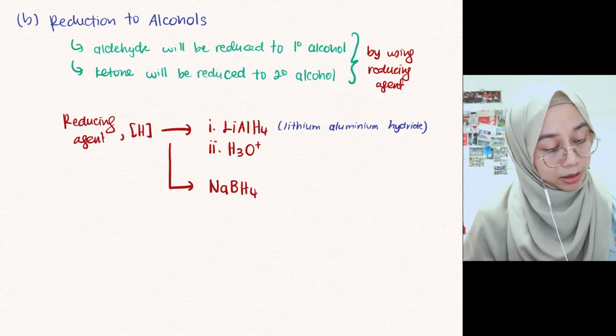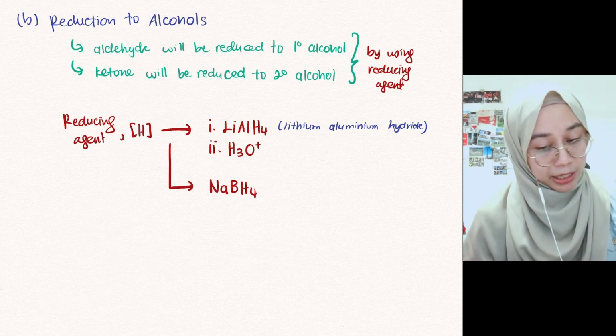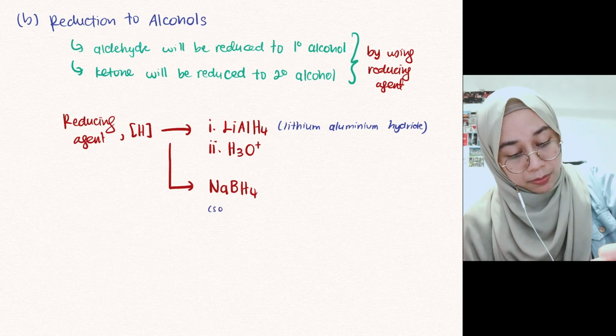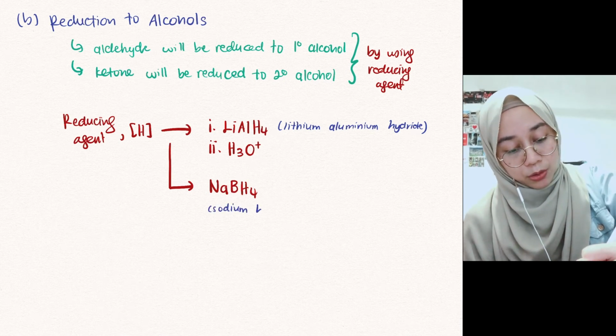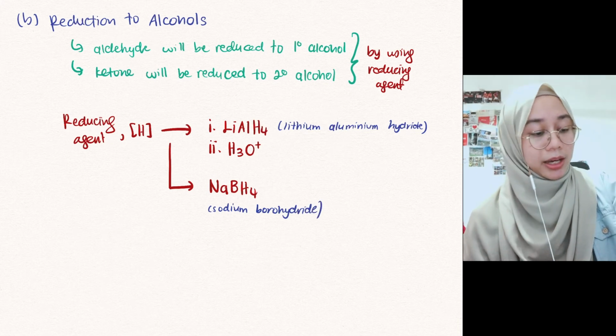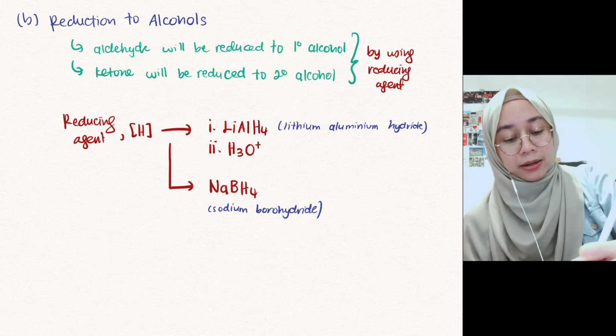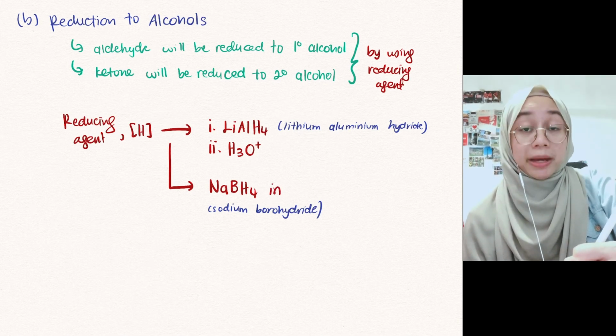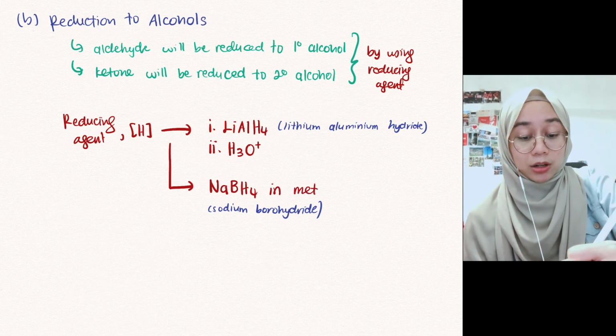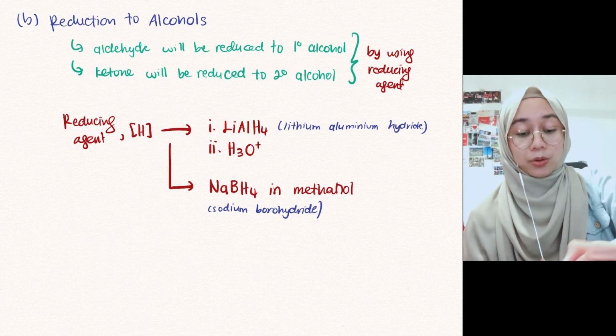Borohydride, tapi dia hilangkan N tu. Apa nama dia tadi? Sodium borohydride. Okay, so sodium borohydride ni pula kita akan guna dia sekali with methanol. Okay, in methanol. So methanol CH3OH lah.